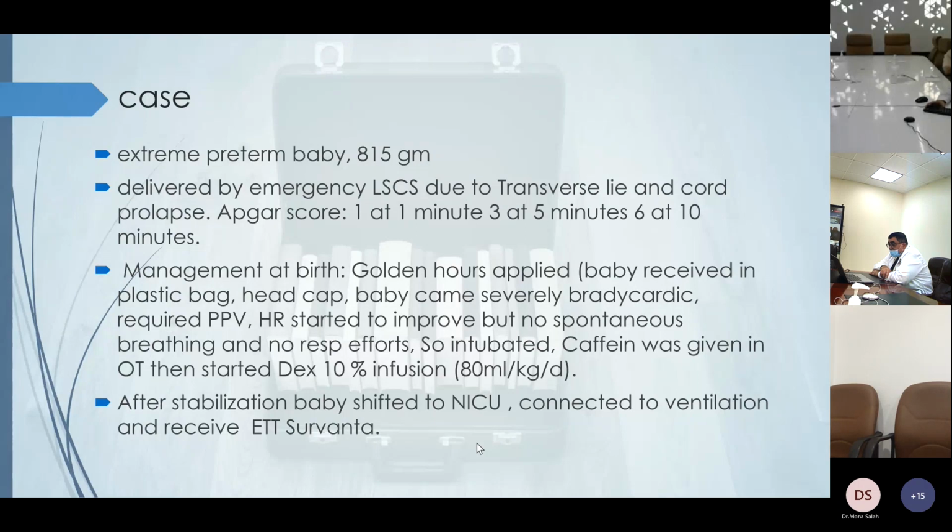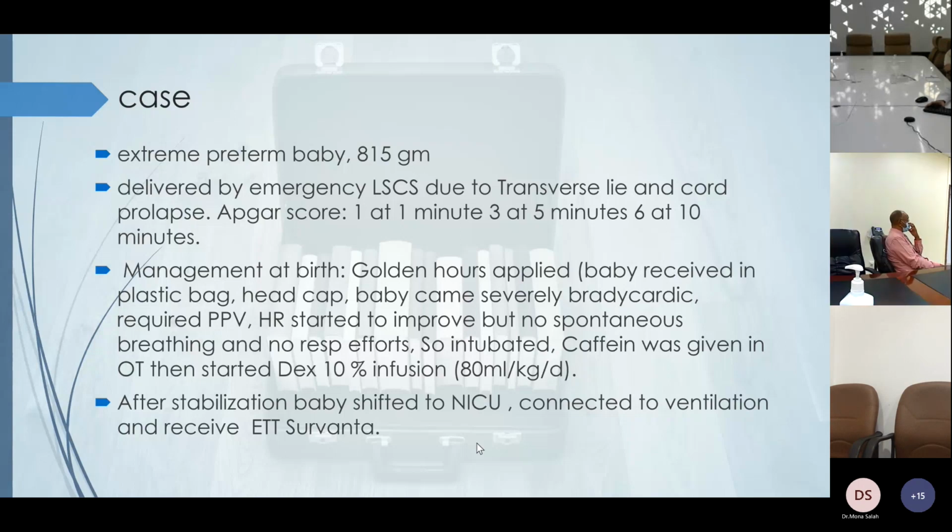Management at birth: golden hour applied, baby received in plastic bag with head cap. The baby was severely bradycardic and required BBV. Heart rate started to improve but there was no spontaneous breathing and no respiratory effort. So intubated, caffeine given in OT, then started IV fluid. After stabilization, the baby was shifted to the ICU, connected to ventilation and received Survanta.